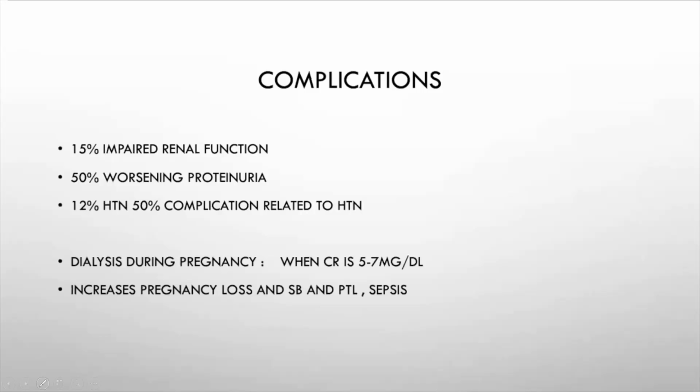Means if a woman suffers from chronic renal disease, okay, then she will have increased risk of pregnancy loss. Her pregnancy loss can happen. And then SB means stillbirth, and PTL means preterm labor, which I already discussed yesterday, and then there can be sepsis, and all these things, okay. There can also be IUFD, that is intrauterine fetal death, miscarriage can also happen. Means lots of things can occur here. So what do you mean by stillbirth? Do you have any idea?